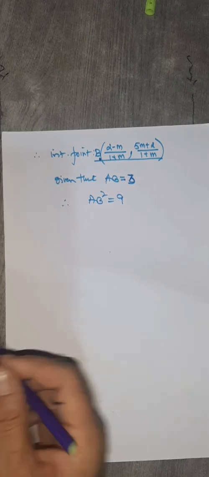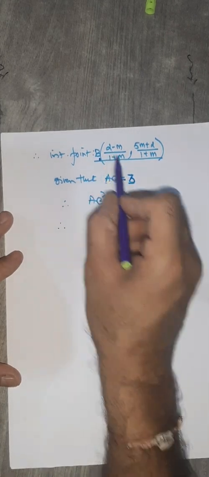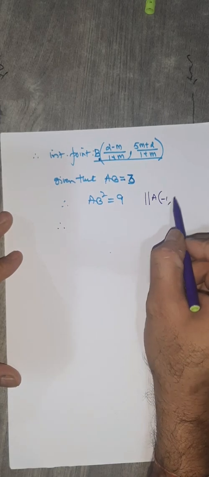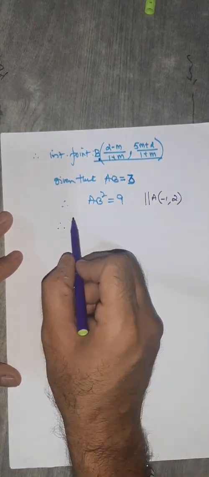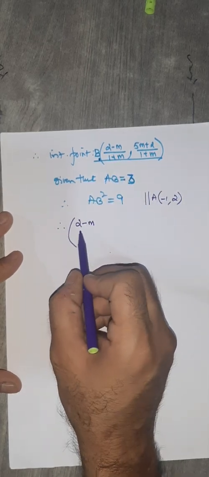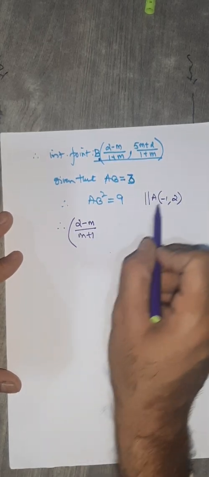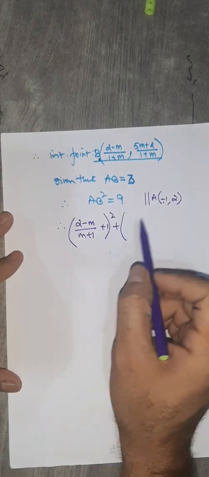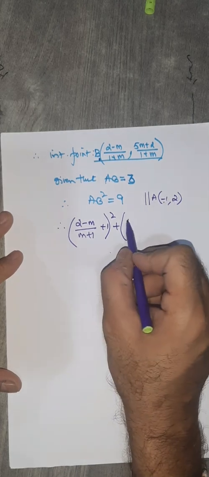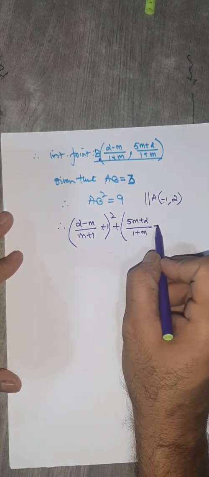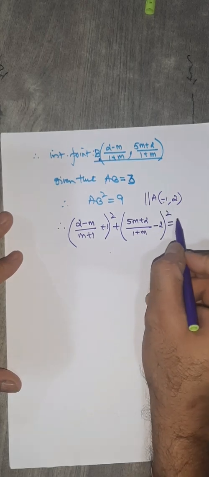Now I'll use the distance formula. What was A? Just look at the beginning. It was minus 1 comma 2. So, distance formula, this minus this: 2 minus m upon m plus 1, minus, but because of this it will be plus 1, the whole square. This minus this: 5m plus 2 upon 1 plus m minus 2, the whole square, equals 9.